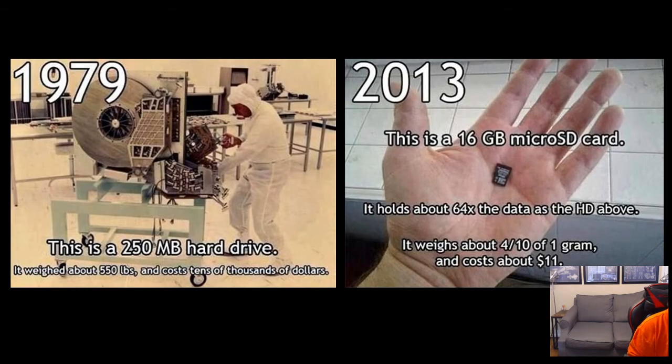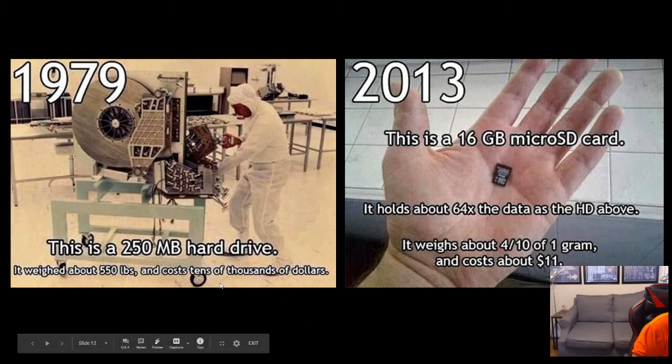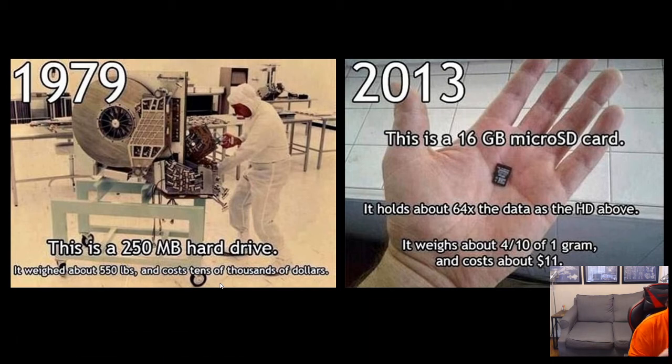Okay, so to compare that, here's what it looked like in 1979, state of the art. That's this drive here that we're looking at, 250 megabytes. It's all that stores, 250 megabytes. Ouch. Weighs 550 pounds. Ouch. And costs tens of thousands of dollars, which is quite a bit if you factor in inflation. So this hard drive was probably more than a developer's yearly salary. Does that make sense?